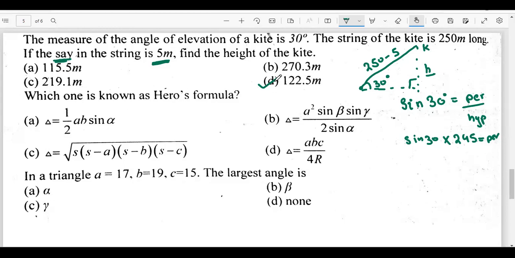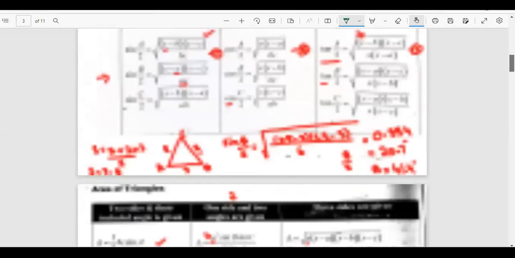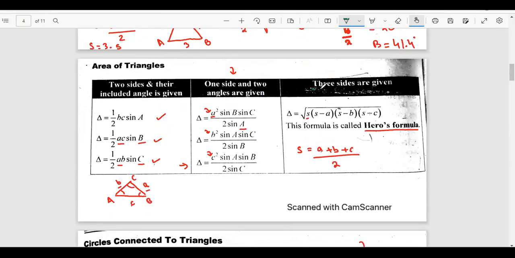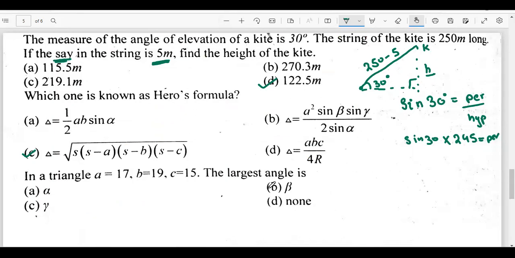Then it says, which one is known as Heron's formula? Can anyone tell me? We have discussed that. Very good. It would be C. Excellent. Here's Heron's formula. We have used that for finding the area of a triangle. So it's this one. Very good. It would be C.